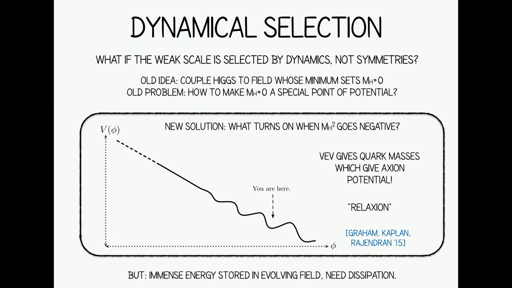As it evolves across its potential, it's changing the Higgs mass squared. At some point, it will evolve across its potential, so the Higgs mass squared goes from positive to negative. The Higgs will get a vacuum expectation value. That's a different direction in the potential field space than anything I've shown you.